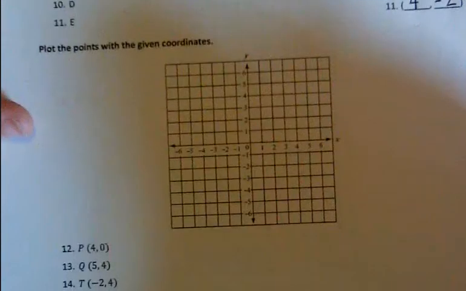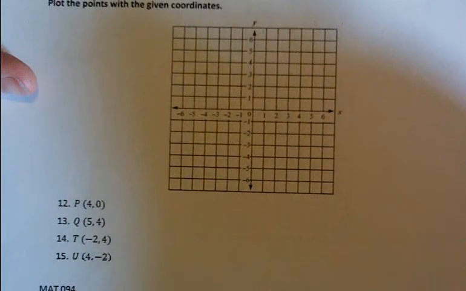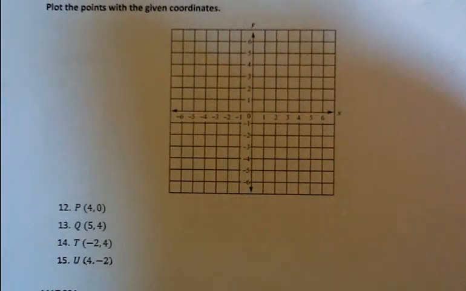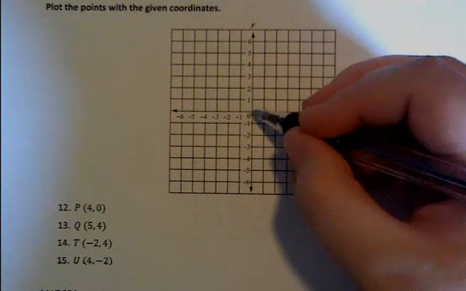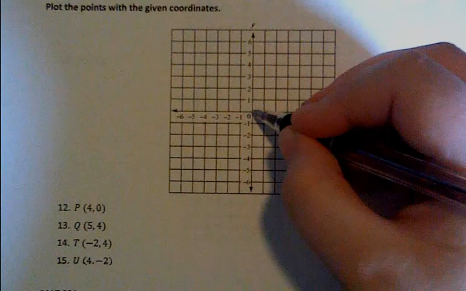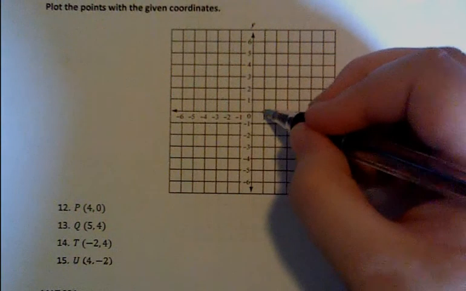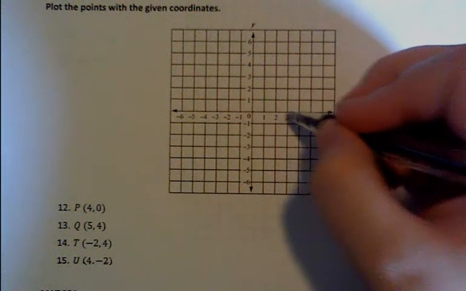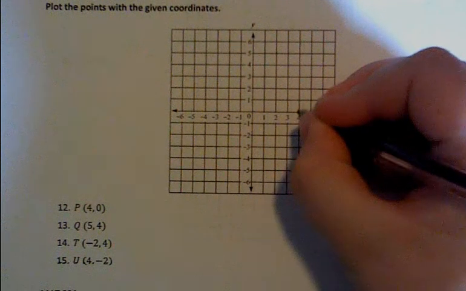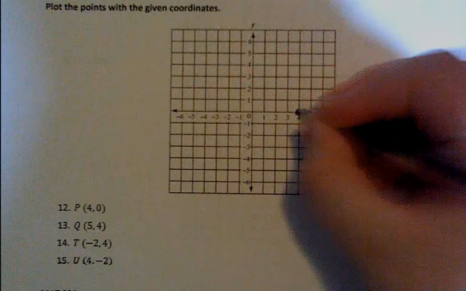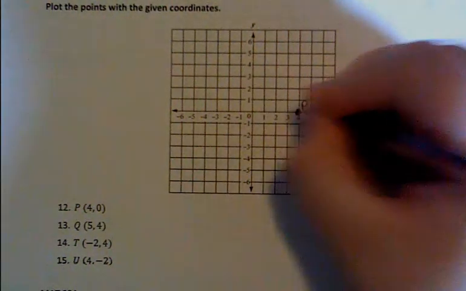Okay. The next set of directions say to plot the points with the given coordinates. So we're doing the opposite of what we did on 7 through 11. So they want us to plot the point 4, 0. So it all starts at the origin. You're going to go 4 spaces on your x-axis, 1, 2, 3, 4, and 0 spaces up or down. So that means that my point is actually going to lie on the x-axis. And I'm going to put a dot and then a P next to it.